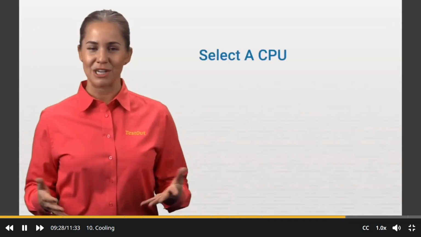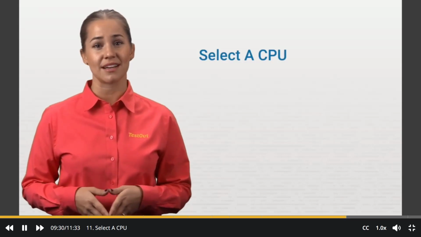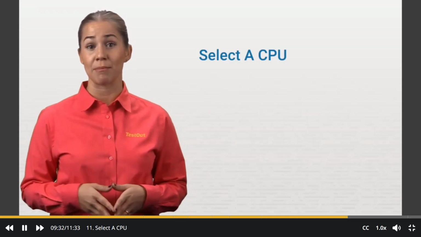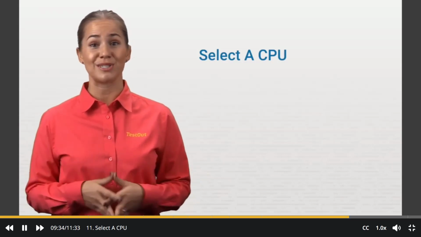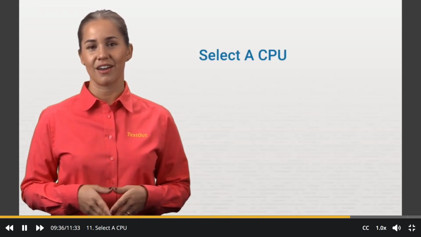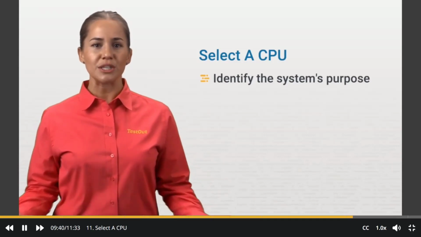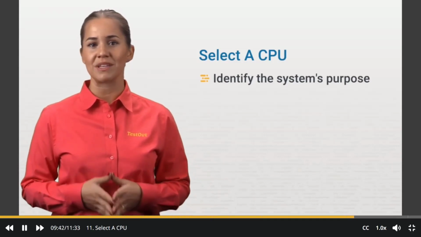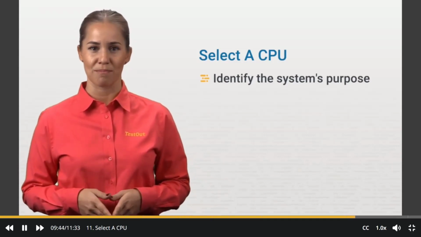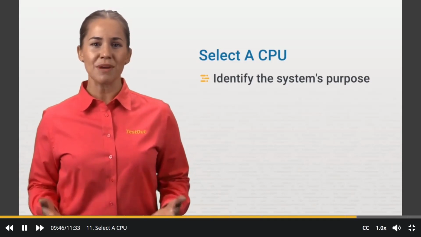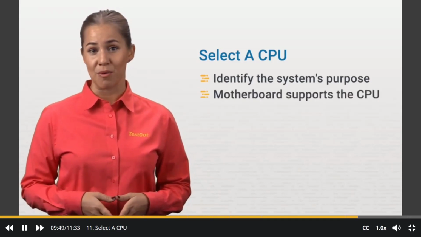With all of this information in mind, let's end this lesson by discussing several key criteria to remember when you're selecting an appropriate CPU in a new implementation. First, you need to identify the purpose of the system. You need to be sure that the CPU you select can perform the task that you want the system to perform. Also, you need to make sure that the CPU is supported by the motherboard.